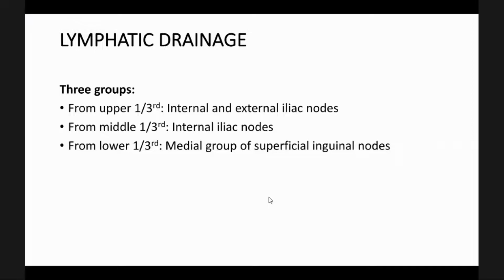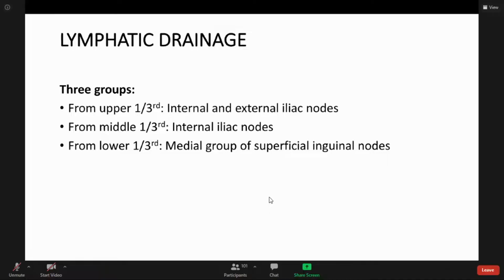Next is the lymphatic drainage. There are three groups of lymph node. Upper one third drains into internal and external iliac lymph node that will follow the venous drainage or arterial region. So they drain into the nearby structure, that is the iliac node, and the middle part into the internal iliac node, whereas the lower one third, in the region of the opening, drains into the medial group of superficial inguinal lymph node.